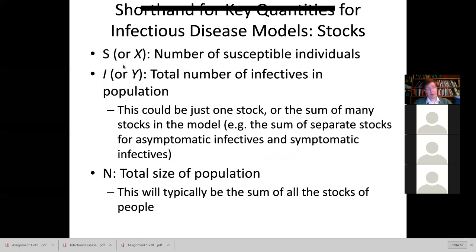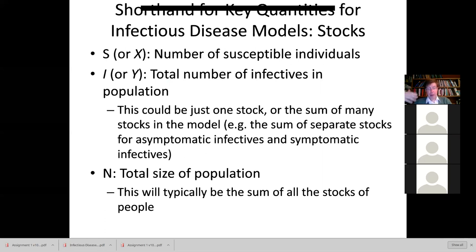It's quite common within this field to have standardized names. A name which is used most commonly for susceptible individuals is S. You'll sometimes see it referred to as X. I is used to denote the number of infective or infectious individuals. These are people who are not only infected, but they can actually spread the infection. And you can use infective and infectious in an interchangeable fashion here.